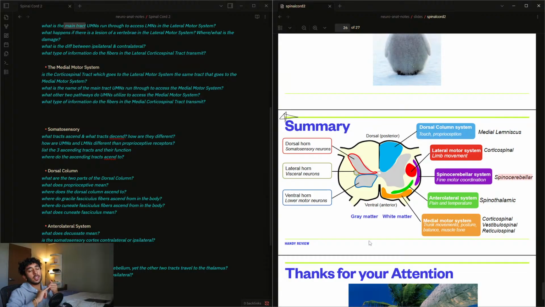Spinothalamic, that's for pain and temperature, and that is going to be involved in the anterolateral system. Then we have the spinocerebellar. That's going to be involved in fine motor coordination, and that's going to be for the spinocerebellar system. Got it. Okay.